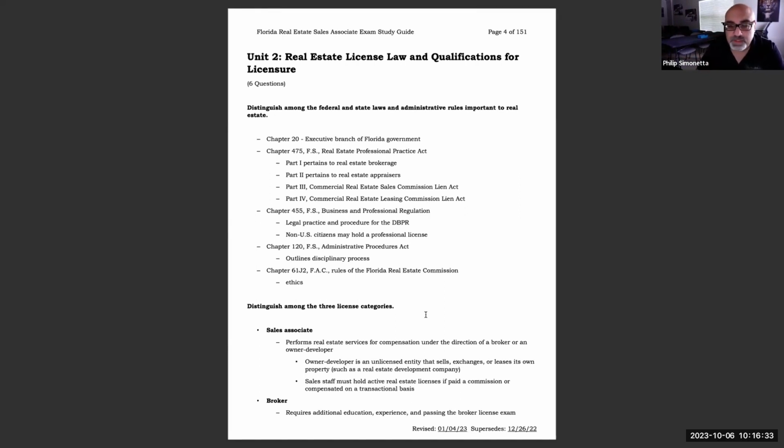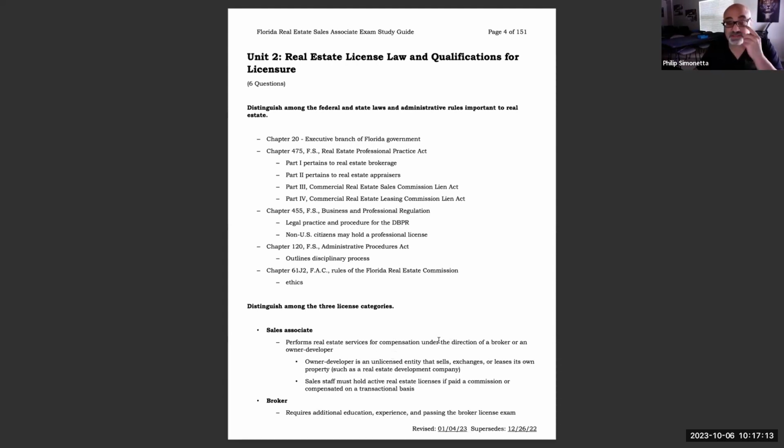Okay. Then you have Chapter 120 Florida Statute. Okay. And that's going to be your Administrative Procedures Act. Okay. That outlines the disciplinary process for real estate. That says what their process is when discipline is taken. Okay. And then Chapter 61J2 is actually the rules of the Florida Real Estate Commission. It has to do with all the ethics, and it's the rules of what you must follow. Okay, that's what you need to know for that information.